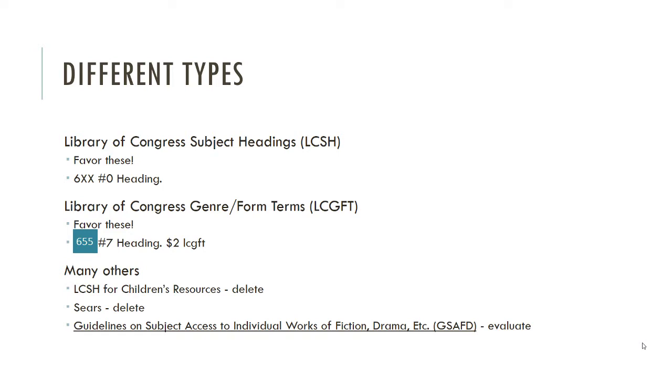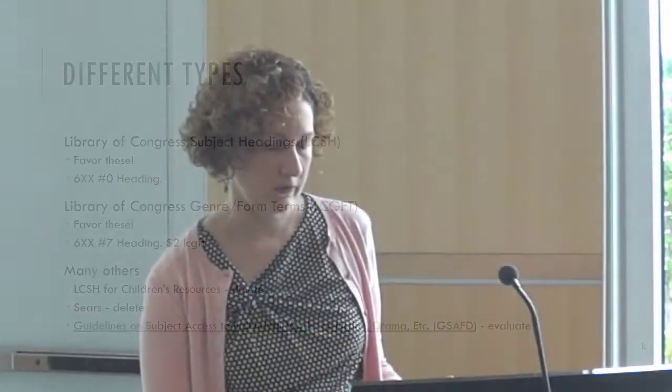There are a lot of other kinds. Library of Congress subject headings for children's, delete these if they're repeating anything in Library of Congress subject headings. Obviously, if it's something totally different from what you've already got and you think it'll benefit patrons, don't get rid of something that's going to be beneficial. But if it's repetitive, delete these and keep the Library of Congress. With Sears, go ahead and delete these. And if you have GSAFD headings, evaluate these. Make sure there's not a Library of Congress genre form term that could be used to replace that. Let me show you where you can get Library of Congress genre form terms.